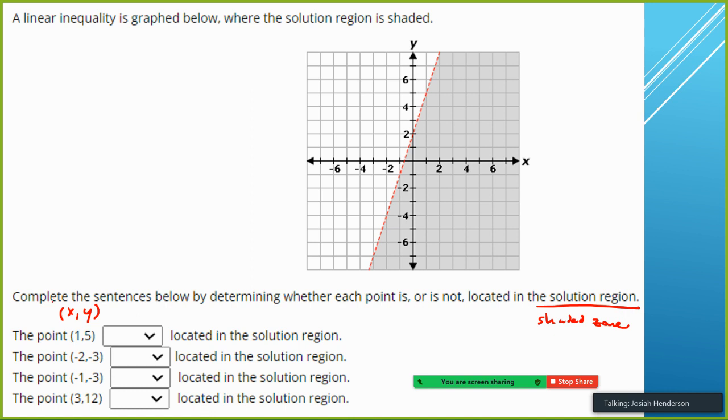So looking at these, let's start just at the top and work down. 1, 5. I hope that graph is large enough for you all to see. At 1 comma 5, does that look like it's in the shaded zone, in the white zone, or is it right on the red line, the dashed red line?